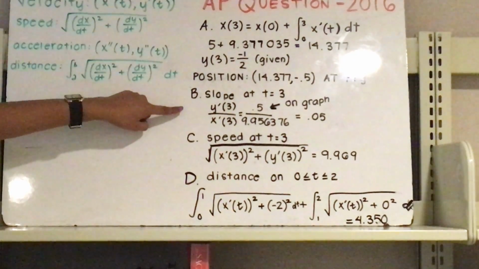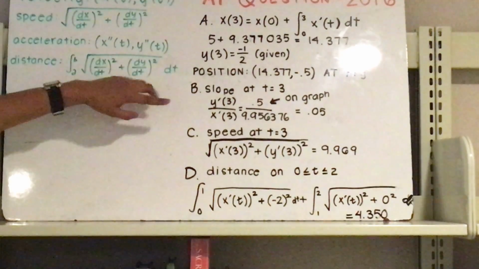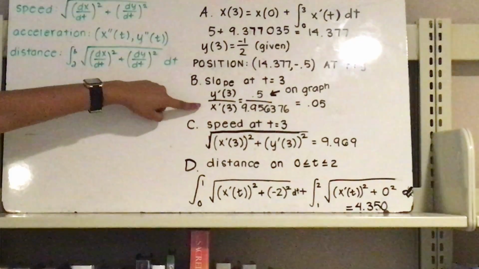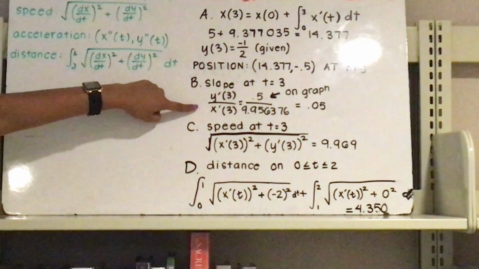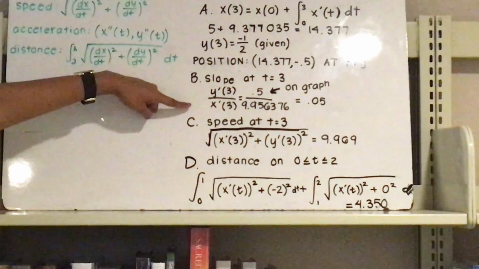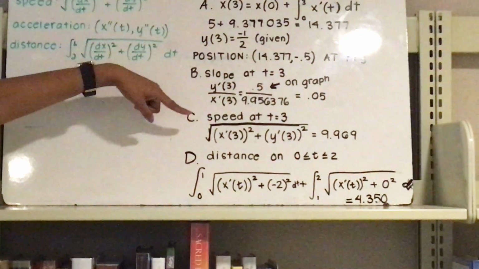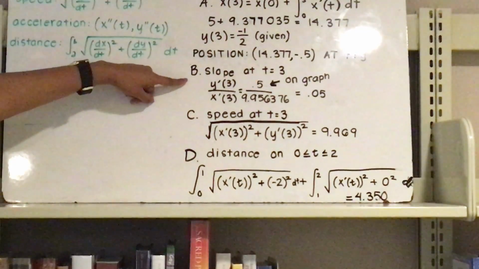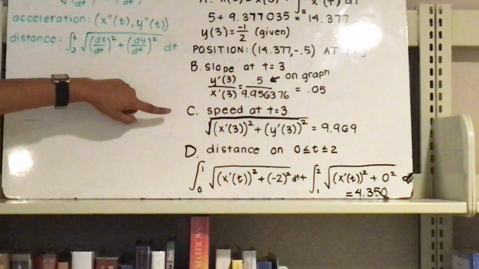The second question's asking for the slope, and if you look at the graph, you can find y prime of 3, which is 0.5, and x prime of 3, which on a calculator, given that equation above, is 9.956376. If you divide these out and simplify it a bit, it would become 0.05, so that's your slope at t equals 3. Now you can look at speed.